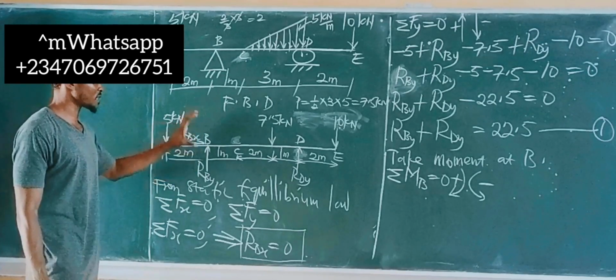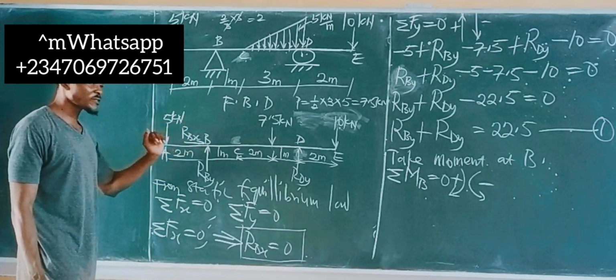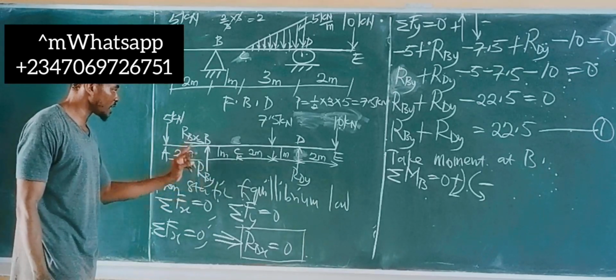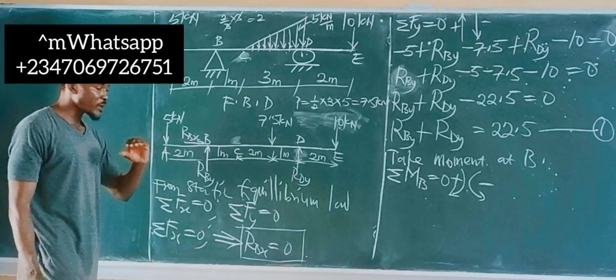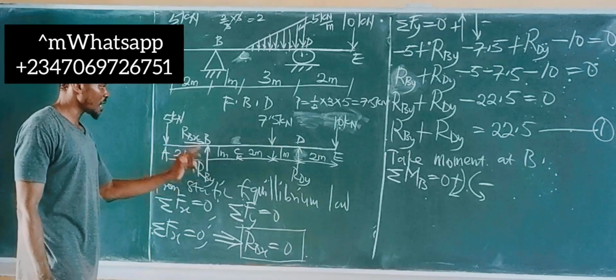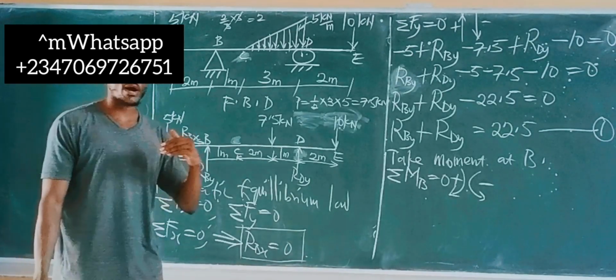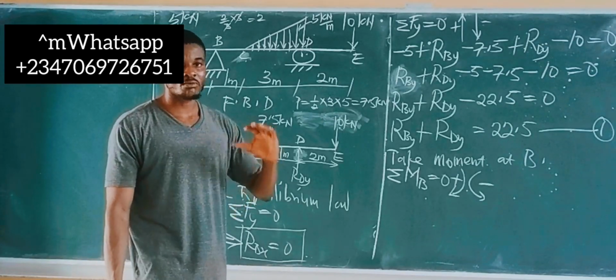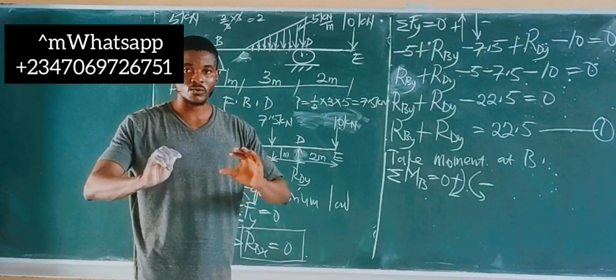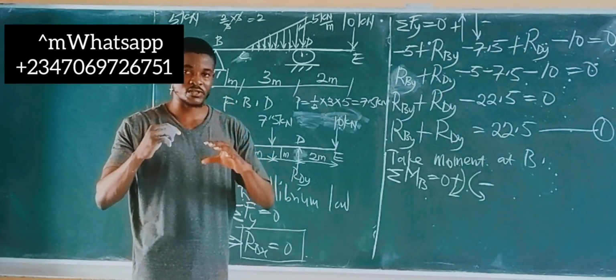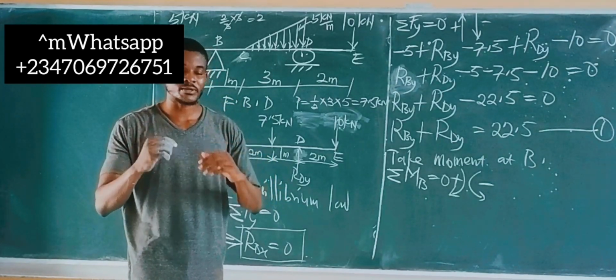So we take moment of force about that point because moment is force times distance. So the moment of this force and this force about point B becomes 0 because there is no distance between this force and point B. So the distance is simply 0. It becomes RBY times 0, RBX times 0. So the moment of those forces at that point becomes 0. So that's why you take moment about a point where you have lots of forces. Always take moment about that point.